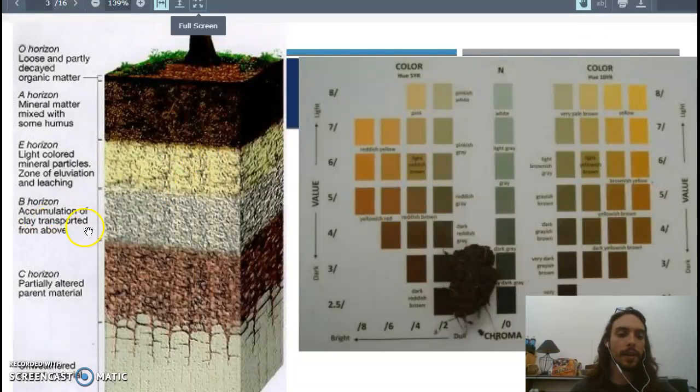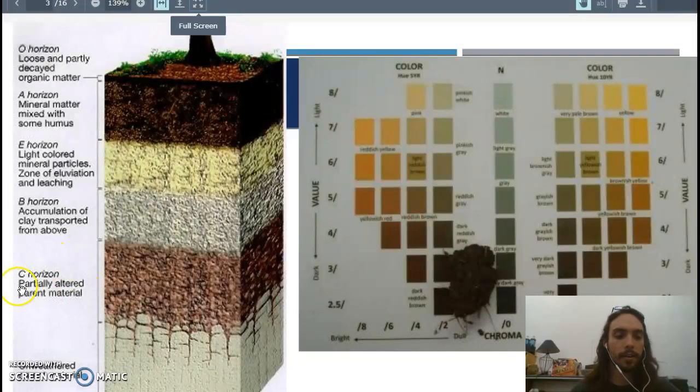The B horizon is basically clay. It could be like shale, things like that. And shale's just really, really cemented clay, basically. That gets transported from above. It falls down, it gets pressurized, and the more pressurization happens, the more cementation and compaction happens, and you get that clay-like substance.